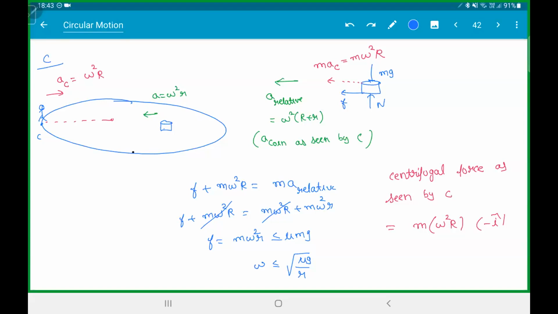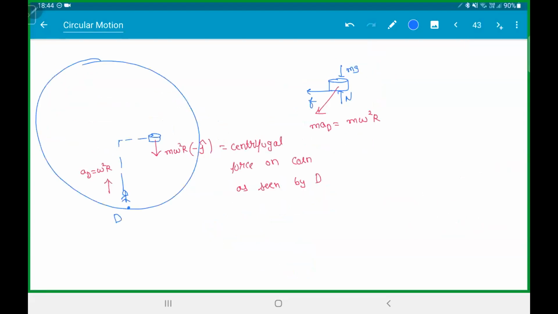All clear? We could get down to the next page. So in centrifugal force, the acceleration of the coin was actually useless. It always depends on the acceleration of the observer.